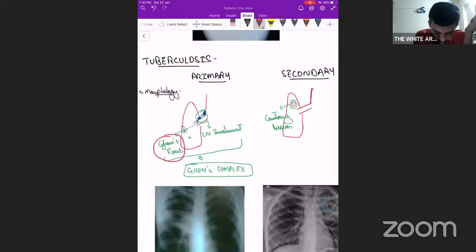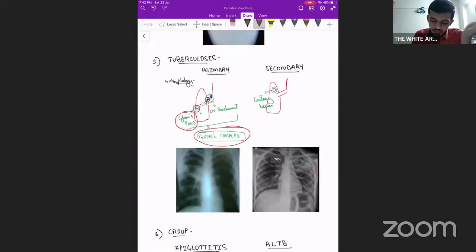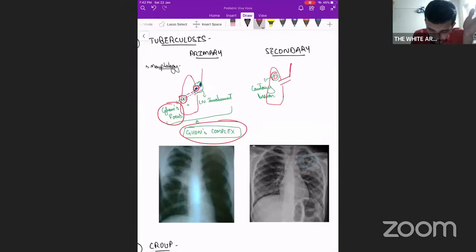So there will be a consolidative patch, and from here the bacilli spread through the lymphatics and involve the parahilar lymph nodes. So you will have lymph node involvement as well. Both these things together are called the Ghon complex. This is the primary form. The secondary form is the usual cavitary form which you get.